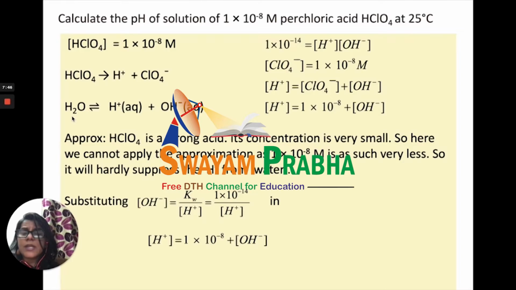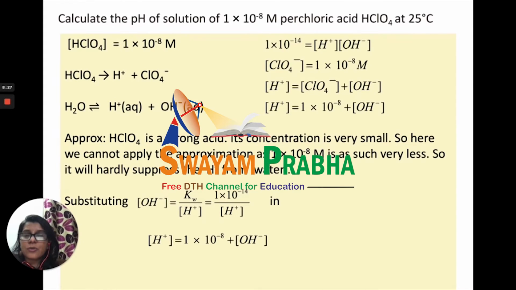You will talk about the dissociation or the autoionization of water. So H+ OH- coming from water. Again, we will write down the expression of Kw. So Kw is equal to H+ into OH-. ClO4- will be equal to 1 × 10^-8 molar because it is coming from HClO4, which is a strong acid and completely dissociating to give you ClO4-. We write down the expression for charge balance. So H+ is equal to ClO4- plus OH-. Now, what is the concentration of ClO4-? 1 × 10^-8 molar. Because it is a strong acid.